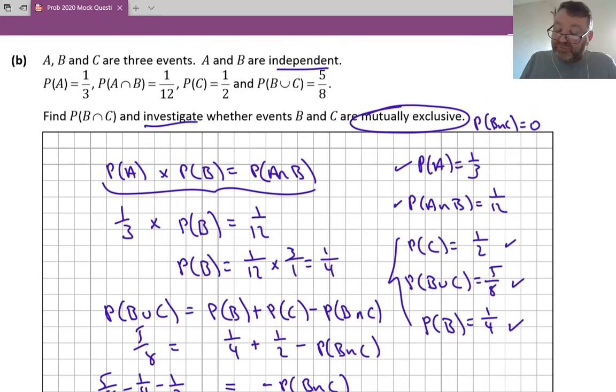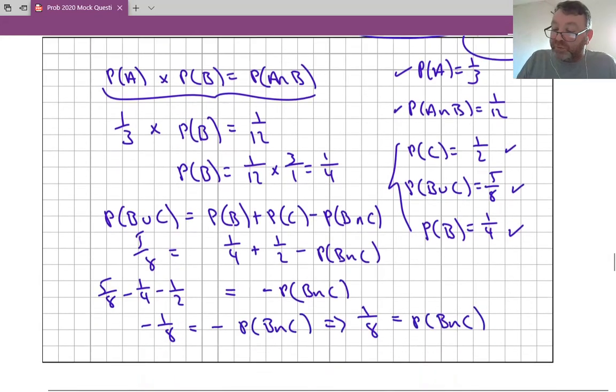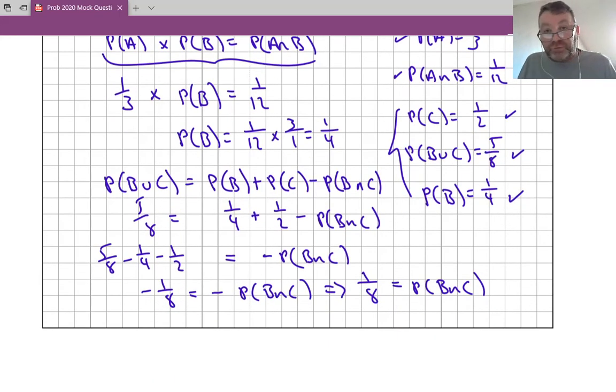Investigate if B and C are mutually exclusive. Now, what did I write up here earlier on? Up here earlier on, I wrote, if they're mutually exclusive, there will be no intersection. I've just proved that there is an intersection. There's an intersection of an eighth. So therefore, since there is overlap here, they are not mutually exclusive. Not mutually exclusive. And that's because the intersection is an eighth. So if there is overlap between the two, that means B and C have events that can occur simultaneously, so they cannot be mutually exclusive.